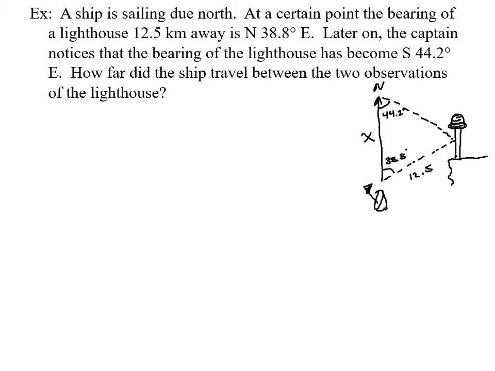So the first thing I've got to find is my missing angle right here at the lighthouse. You always have to have the angle across from the side you're solving for. And so that missing angle would be 180 minus 44.2 minus 38.8. So we go to the calculator and type that in. 180 minus 44.2 minus 38.8. You're going to get about an angle of 97 degrees.